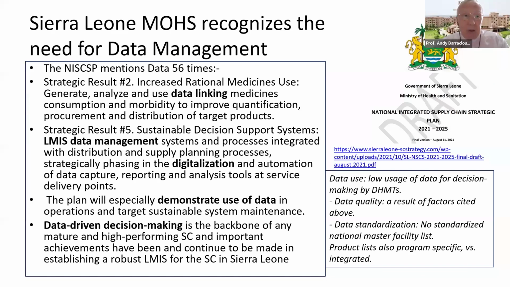This webinar is in conjunction with Sierra Leone. And if we look at the National Integrated Supply Chain Strategic Plan from Sierra Leone, we see data is mentioned 56 times. That's in their plan. Usually it mentions it saying we've got to do better. The data use is low for decision making. We don't have the quality of the data. We don't have standardized data. We don't have standardized lists. We don't even have a standard list of the facilities we've got. We don't have a standard list of products.